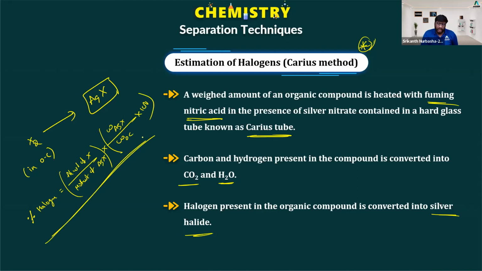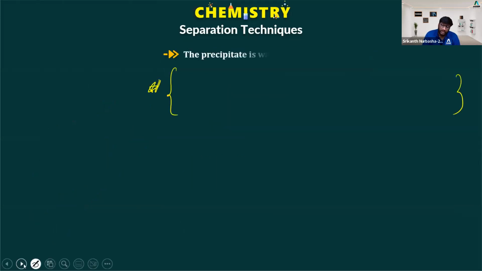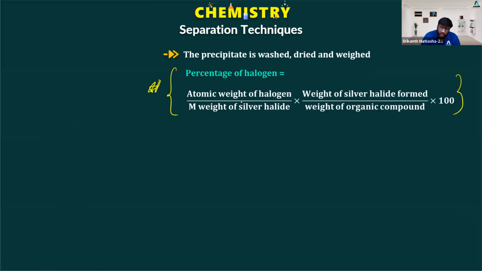For any type of silver halide, for example chlorine, bromine, and iodine, except fluorine, because AgF is not going to be obtained easily. It has less polarization. So percentage of halogen is equal to atomic weight of halogen divided by molecular weight of silver halide, into weight of silver halide formed, divided by weight of organic compound, into 100.